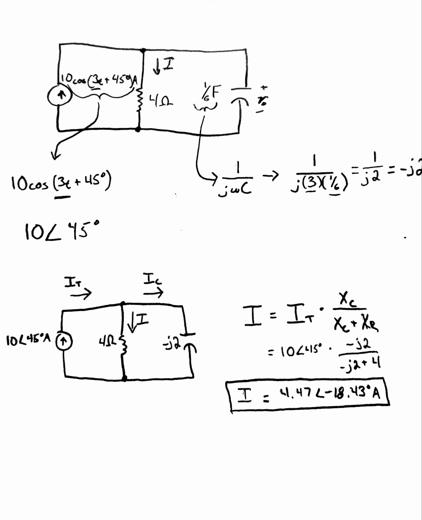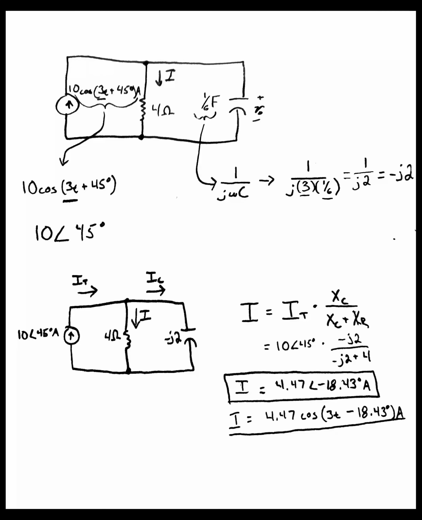Now I'm going to express this in the domain of the source, so I'm just going to rewrite it as how the current source value was originally written. So here I have 4.47 times the cosine, parentheses, 3t minus 18.43 degrees amps. And that's the current flowing through the resistor.